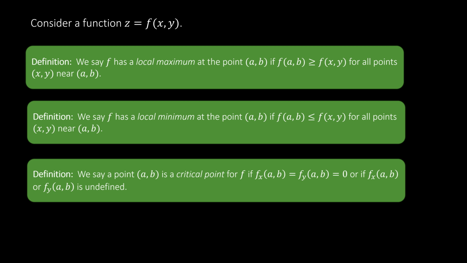And finally, we say (a, b) is a critical point if either both partial derivatives vanish there, or if one or the other of the partial derivatives is undefined. So it's not enough for one of the partial derivatives to be zero. They have to both be zero. But it is enough for one or the other of the partial derivatives to be undefined. You should look back at the definitions for the one variable case and see how similar they are. It's just we have two partial derivatives in this case instead of just one derivative.